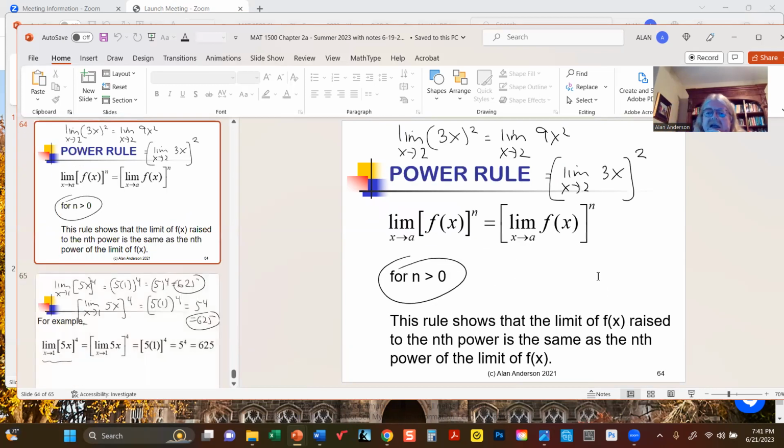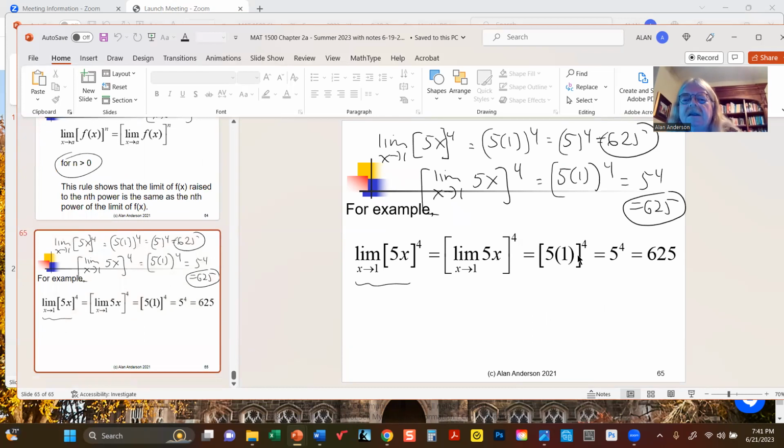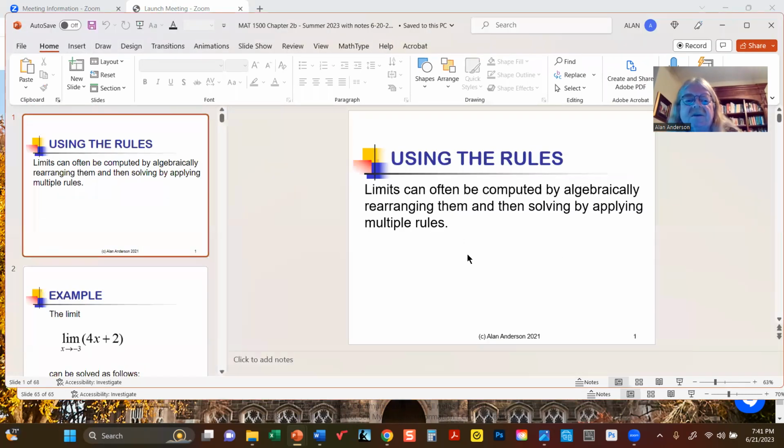And then the power, of course. This follows directly from the power rule that we saw with derivatives, or not derivatives, with algebra. And so now we can move on and take a look at some more examples where we're going to combine some of these rules, and that will enable us to solve progressively more complicated limits.